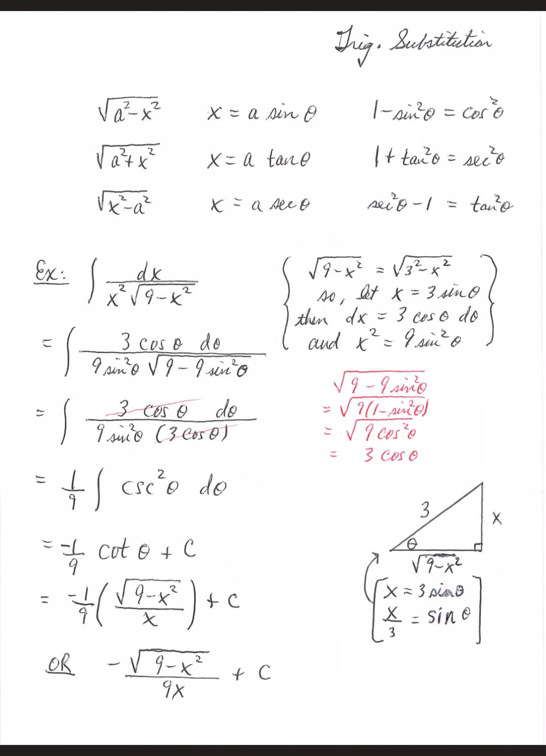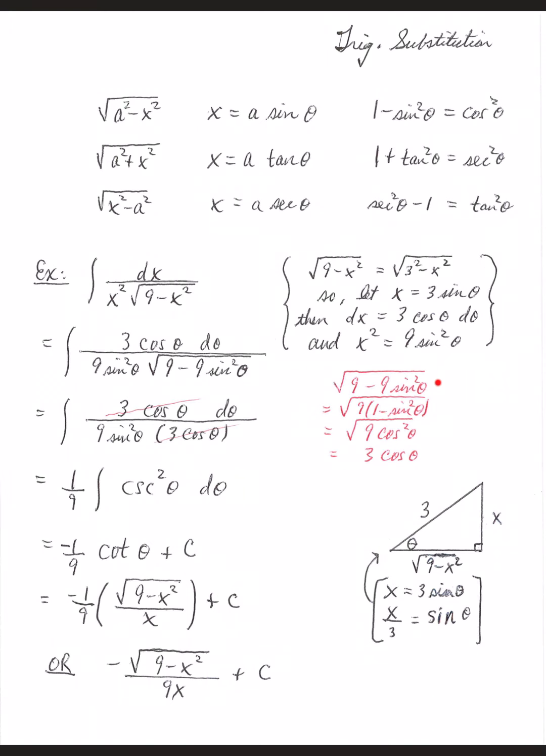dx is our numerator. We're going to replace it with 3 cosine theta d theta. X squared is our substitution squared, so that's 9 sine squared theta, a total replacement, and under the radical, 9 minus x squared is 9 minus 9 sine squared theta. Over here in the red ink, I want to show you how to reduce these radicals once you've made the substitution. The square root, and again, this is just the radical part, but it's in red ink.